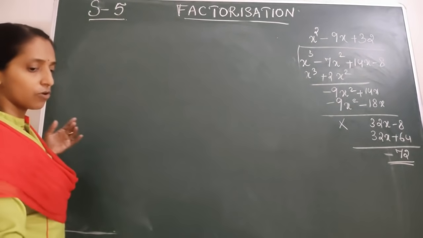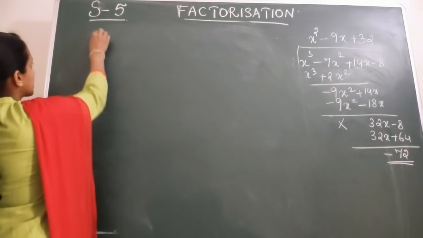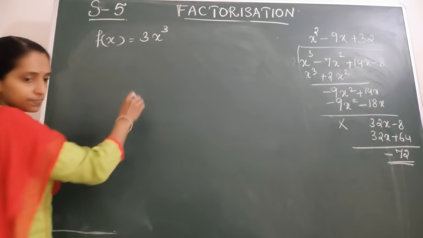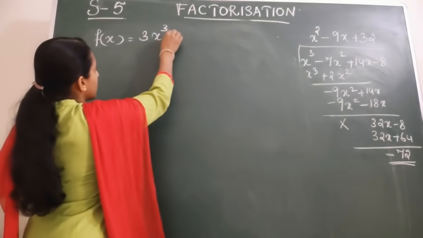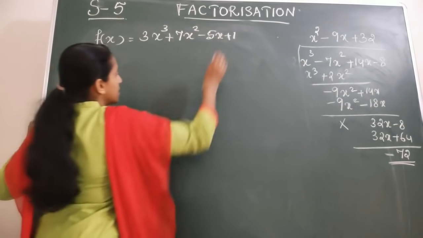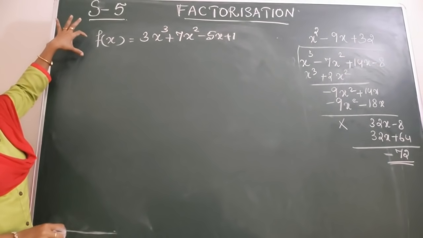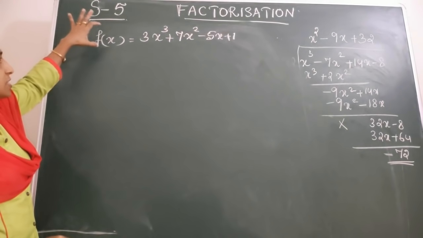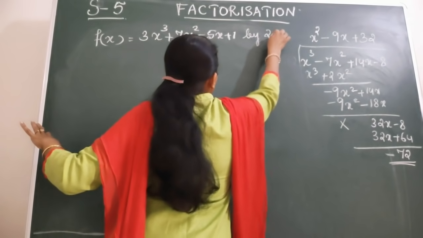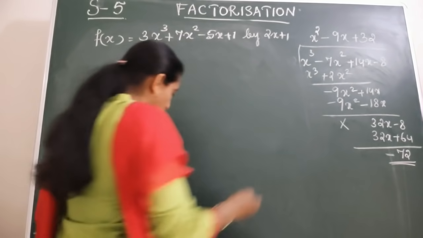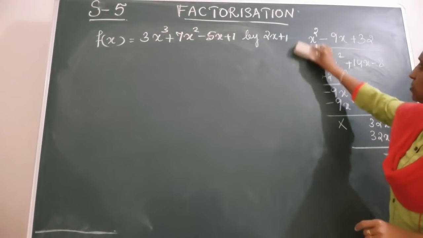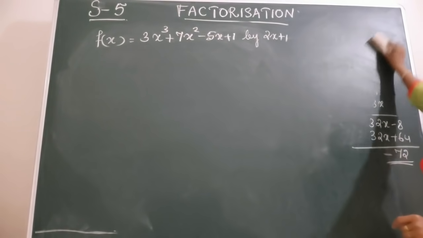Find the remainder for 3x cube. f of x is given as 3x cube plus 7x square minus 5x plus 1. What is the question? Find the remainder when this polynomial is divided by 2x plus 1. So what to do? How will you find out the remainder?